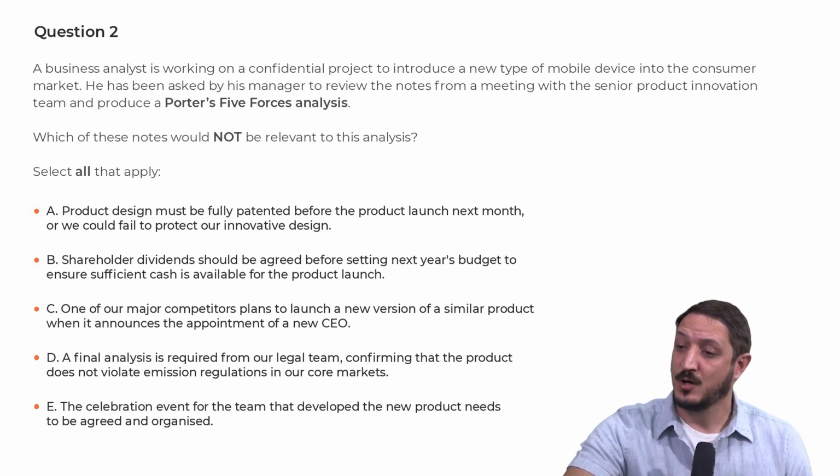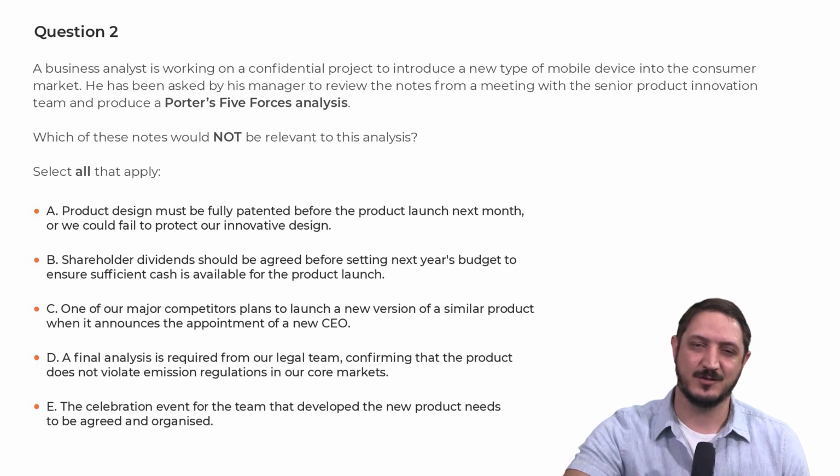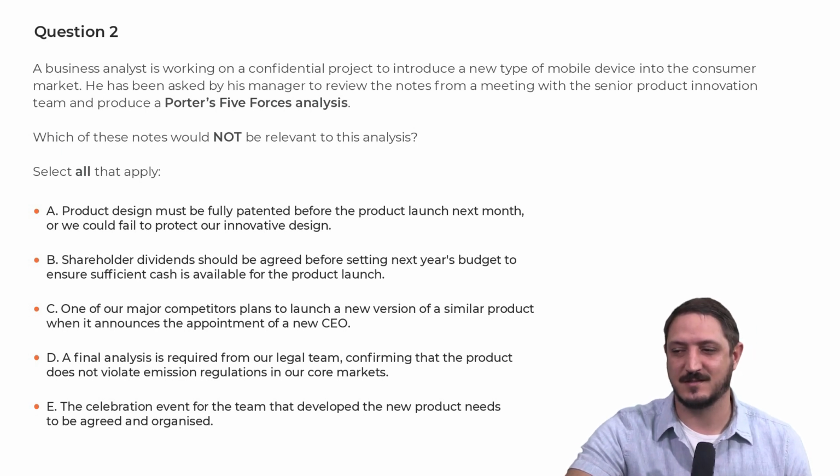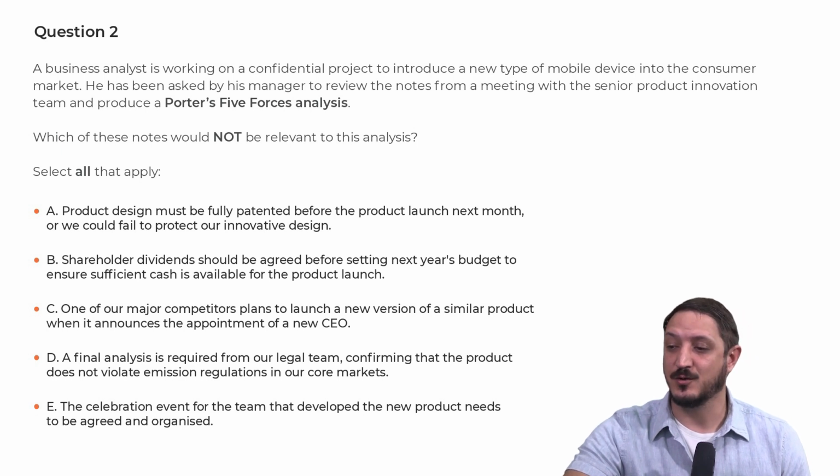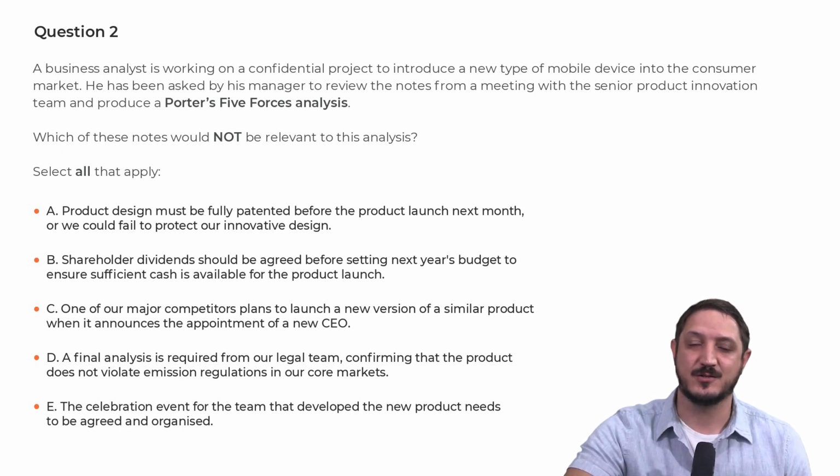Then we have C, which is one of our major competitors plans to launch a new version of a similar product when it announces the appointment of a new CEO. Now, is this relevant or not? What we can see is that it literally mentions competitors in the statement. So it's indicating that it is relevant to Porter's 5 forces and the competitive environment in which the organization exists. Which one of Porter's 5 forces could it be linked to? I would say it could be linked to the rivalry amongst industry competition.